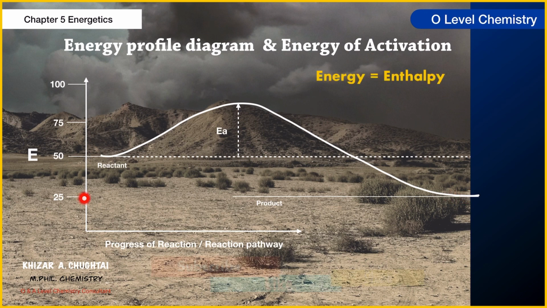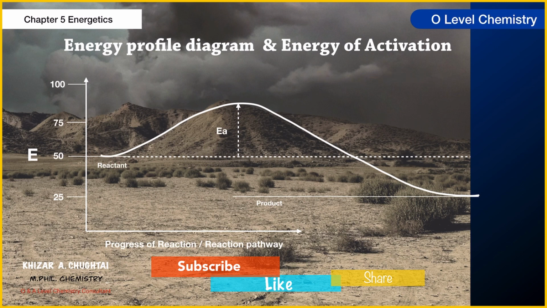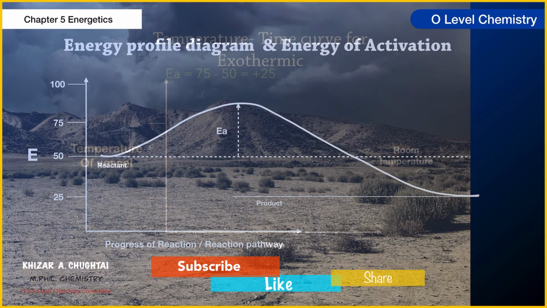Once again, you can see that the energy of the product is less, 25 for example in this case, and the energy of the reactant is 50 in this case. So the energy of the product is less than that of the reactant. This reaction pathway shows the nature of an exothermic reaction.